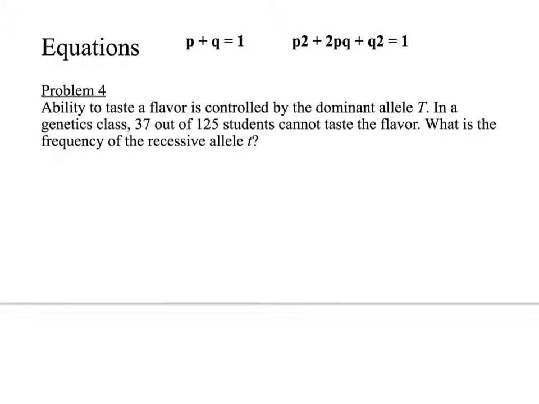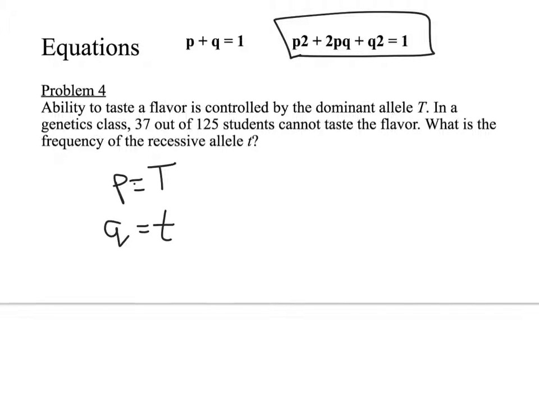So the next problem, we're going to look at people who can taste and can't taste a certain flavor. In this case, we can represent, again, our allelic frequencies P and Q. We can represent the P to represent the dominant allele, uppercase T, and the Q to represent the lowercase t for the frequency of the non-tasting or recessive allele. So we're going to pull out this equation to solve what we need to solve for. But the thing is, we're really only given one bit of data, and it's something about the recessive phenotype. That is, 37 out of 125 individuals are of this genotype, because that's the only one that's possible to be non-tasting.